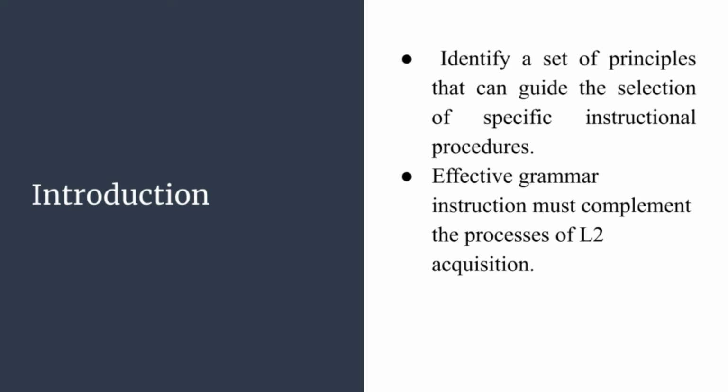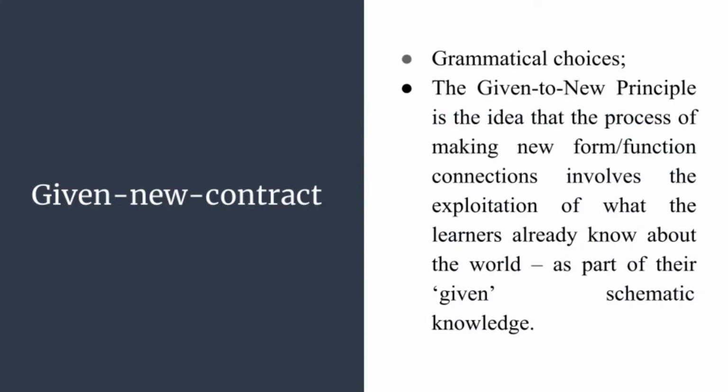The text shows three principles that the authors describe, and they are informed by one general principle: effective grammar instruction must complement the process of L2 acquisition. The given-to-new contract points out that grammatical choices, such as whether to use active or passive voice, are frequently motivated by determining what the hearer can reasonably be expected to know. The given-to-new contract focuses on language use. However, the authors' concern is with the ways in which given and new information are aligned in the interests of language acquisition, which they refer to as the given-to-new principle.